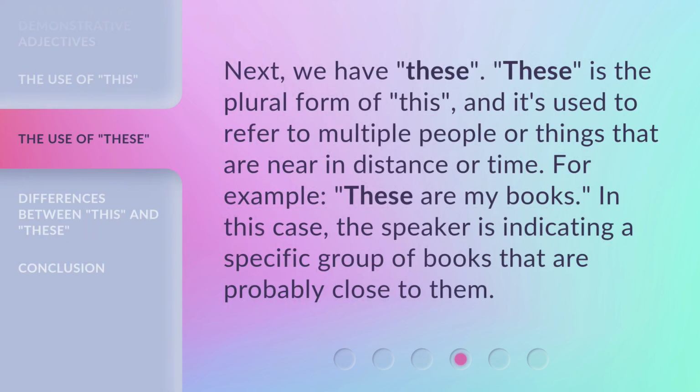Next, we have these. These is the plural form of this, and it's used to refer to multiple people or things that are near in distance or time. For example, these are my books. In this case, the speaker is indicating a specific group of books that are probably close to them.